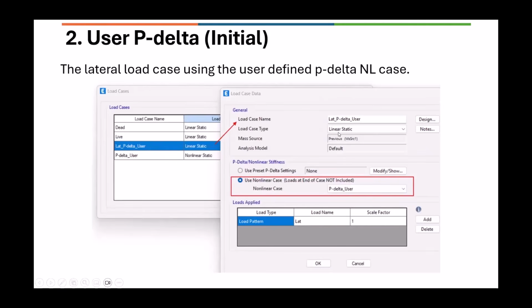And then it is a linear static, but this time it is using the nonlinear case, the previously defined P delta user, this one. And then this can be EQX, for example, right?